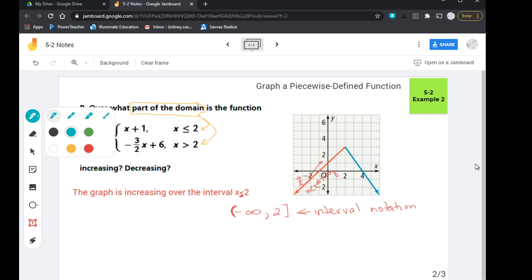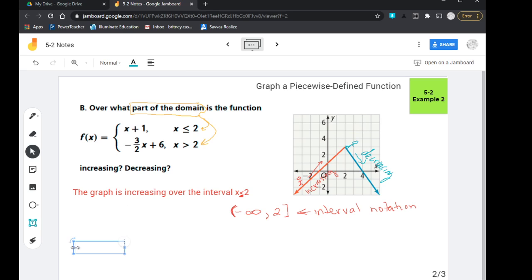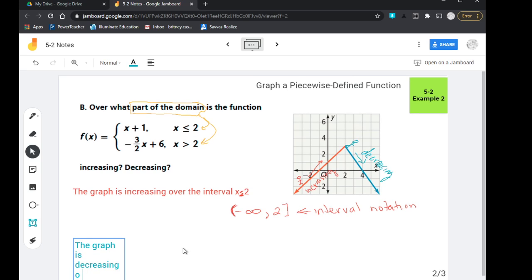So now let's talk about blue. So again, if I'm looking at the blue, and I draw a little man on the left-hand side, and he's walking to the right-hand side, he's going downhill. Alright, so this blue dude, I'm going to try to write this sideways, is decreasing. Alright, so when I go to type, I would say the graph is decreasing over the interval x is greater than 2.